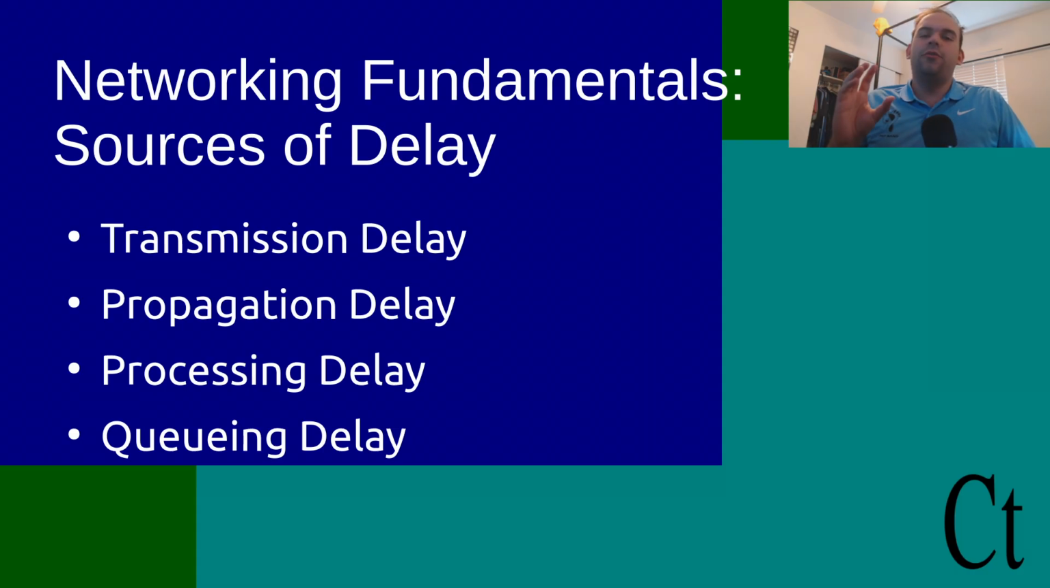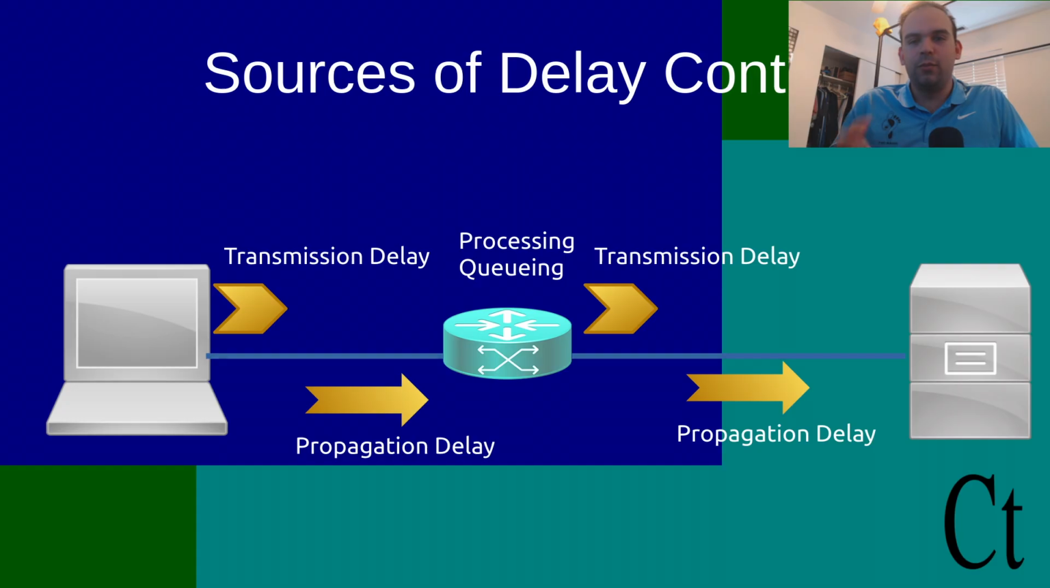There are 4 fundamental sources of delay when talking about computer networks, and they are listed in order here: transmission delay, propagation delay, processing, and queuing delay. Some of them are more relevant than the others. They're more worthwhile to drag our attention to. And those two are transmission and propagation delay, and let's talk about them.